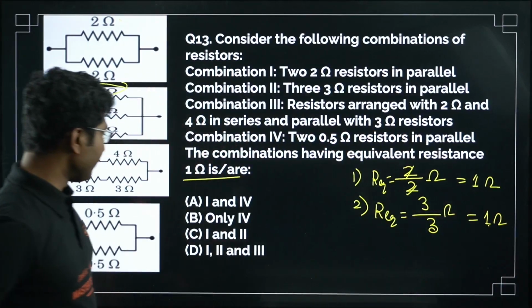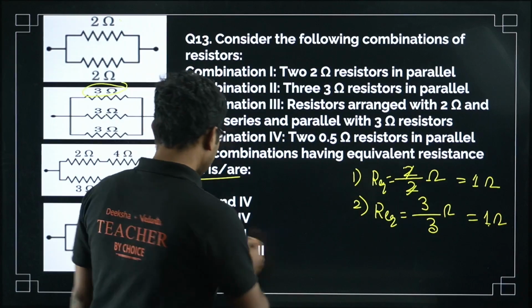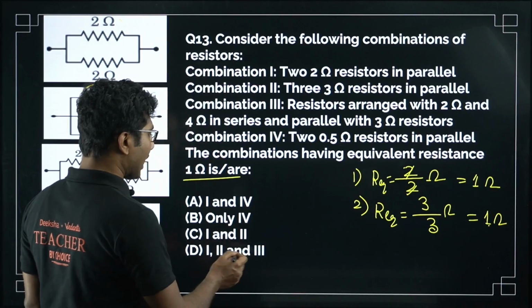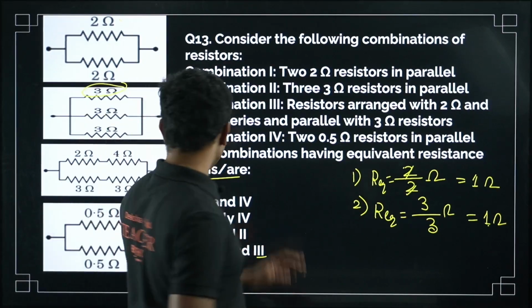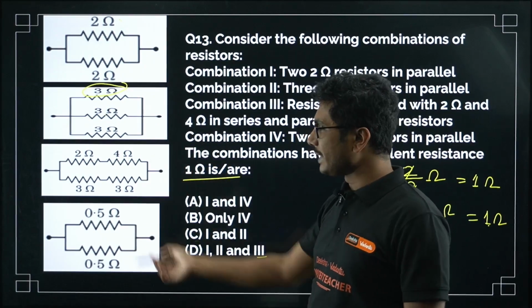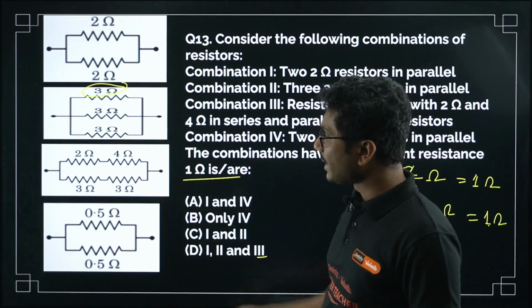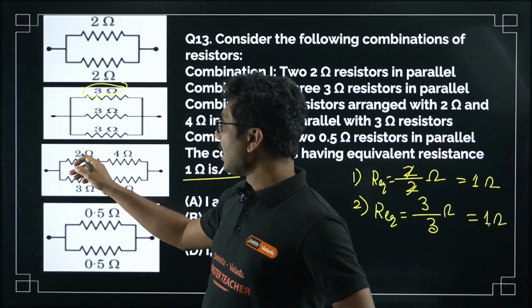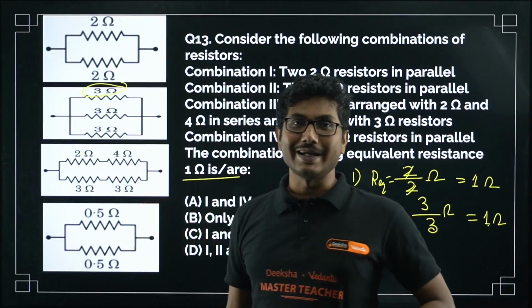Now if you see here, we have been given 1, 2, and 3. So the only thing that we have to calculate is 3 more. 4 definitely we don't want to calculate. Even though you calculate, you will get 0.25, which is absurd. Now let's see number 3. So number 3, we have 2 ohm and 4 ohm connected in series.